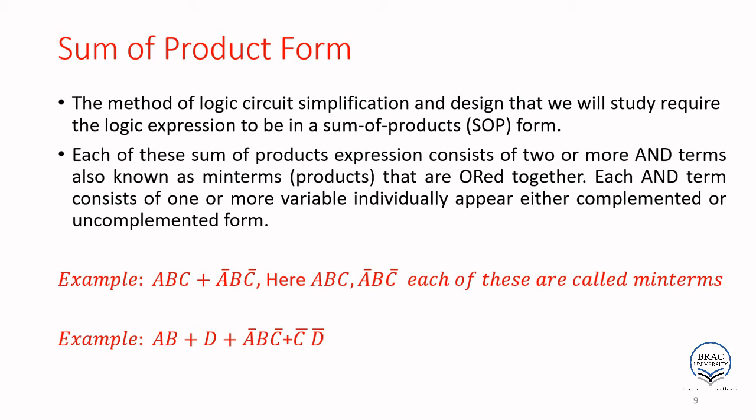So AND terms are known as minterms, and they are ORed together. So these two are ORed together. Each AND term consists of one or more variables, each appearing either in complemented or uncomplemented form. So two or more AND terms are ORed together. This is called sum of product.